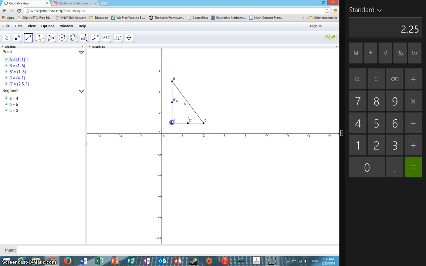Again by 0.5. So if we make a new segment, we see instead of a length of 4, we've got a length of 2. We've got a length of 1.5 instead of 3. And then instead of 5 for our hypotenuse, we have 2.5. So if you want to make a dilation that enlarges the figure, make sure that your scale factor is greater than 1. If you want to reduce it, then it has to be smaller than 1.